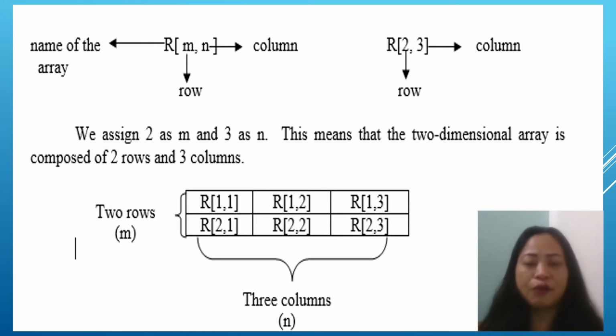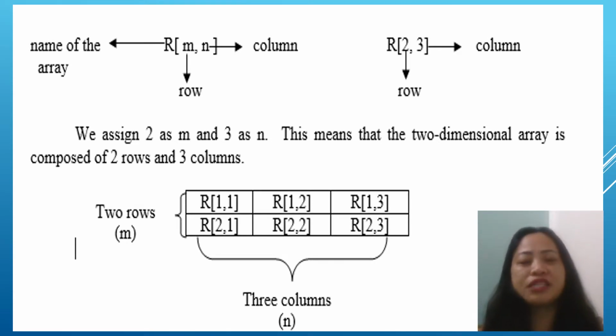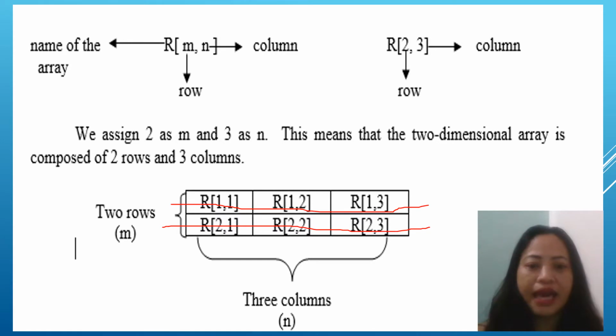Now, since our subject is data structures and algorithms, definitely we will make use of the convention generally used by most programming languages. As an example, we have an array named R of size 2 by 3. That means we have an array named R having 2 rows with 3 columns. So we have here as a representation an array named R having 2 rows, so this is 1 row and another row, and it has 3 columns: 1, 2, and 3.